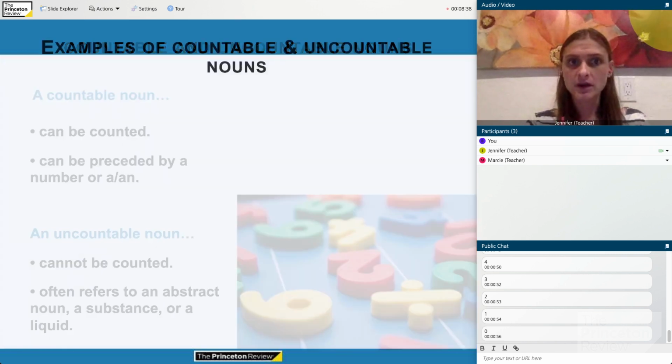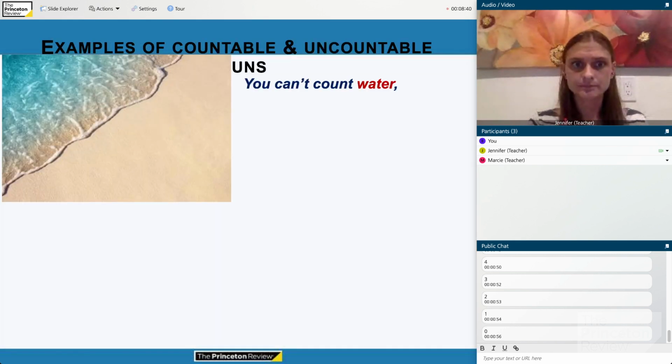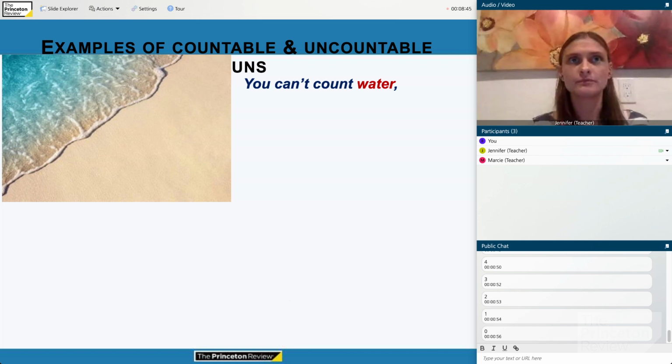So here are some examples. Water, for example. You can't count water. You don't say, I have 7 water. You could say I have 7 bottles of water. In that case, bottles is what you're counting, not water. So water is going to be uncountable. And you see that's an example of a liquid.